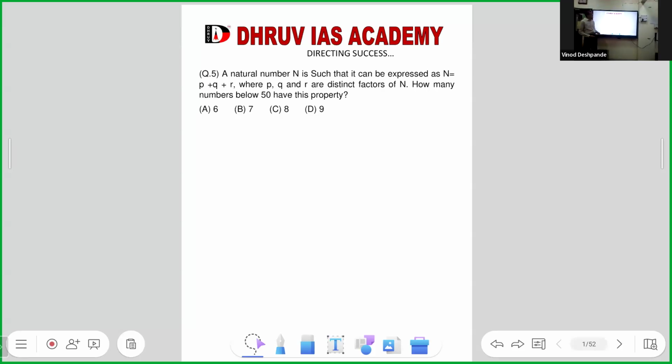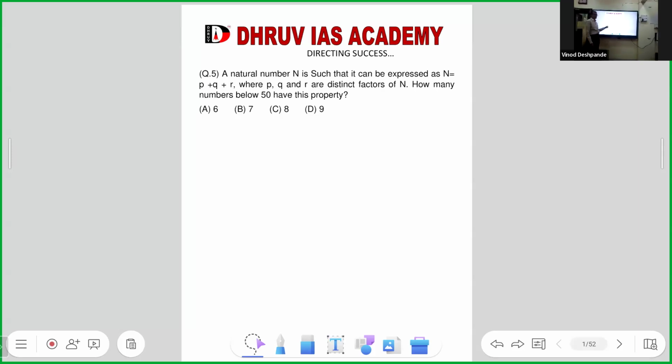Today we will be discussing this CSAT paper which UPSC conducted as the preliminary exam on 25th May. There were 80 questions in the question paper, out of which 51 questions pertained to quantitative aptitude and logical reasoning, which we will be discussing today. So let us start with the first question here.